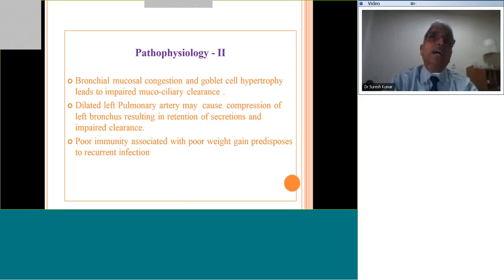Generally, it denotes a heart disease with a large left to right shunt, post-tricuspid. But there are other factors which are operating. But before you blame the heart for recurrent respiratory infection, be sure that your recurrent respiratory infections are recurrent enough and serious enough to warrant such a correlation.